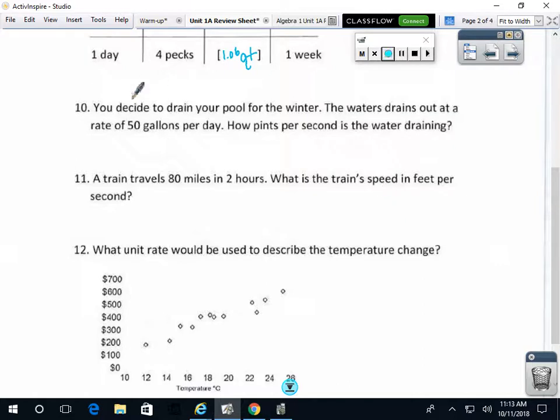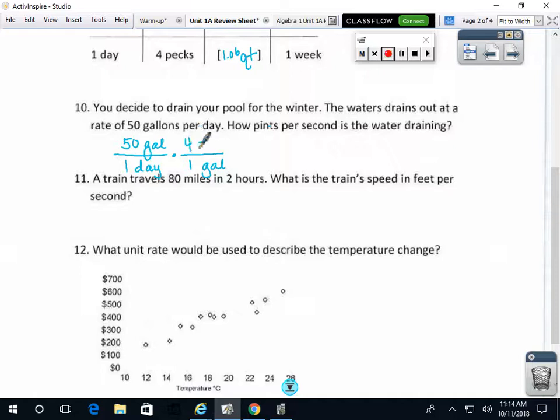So just pay attention. You decide to drain your pool for the winter. The water drains out at a rate of 50 gallons per day. So 50 gallons of water drain every day. They want to know how many pints per second the water is draining. So don't we need to convert gallons to pints and then days to seconds? Well, we'll do one thing at a time. First, we'll convert the gallons into pints. So just don't worry about the days yet. Just ignore it. We're just converting the 50 gallons into pints. So, right. And we know, what about gallons?